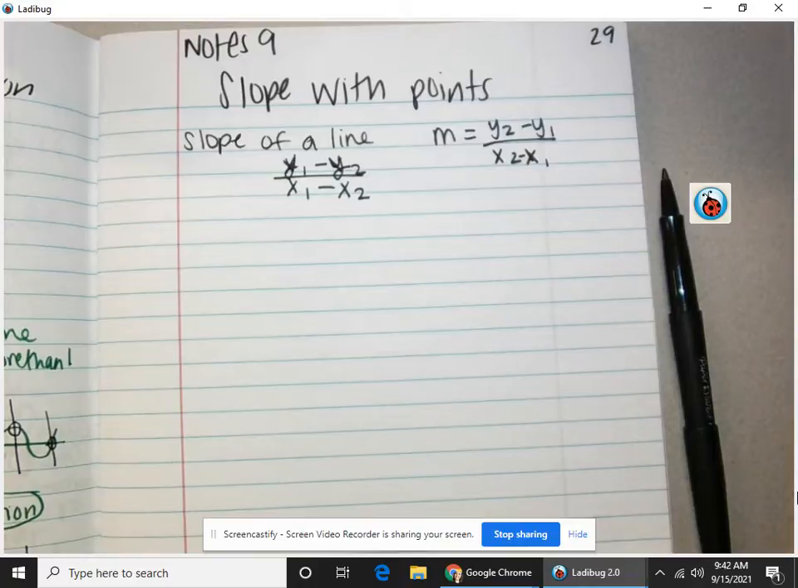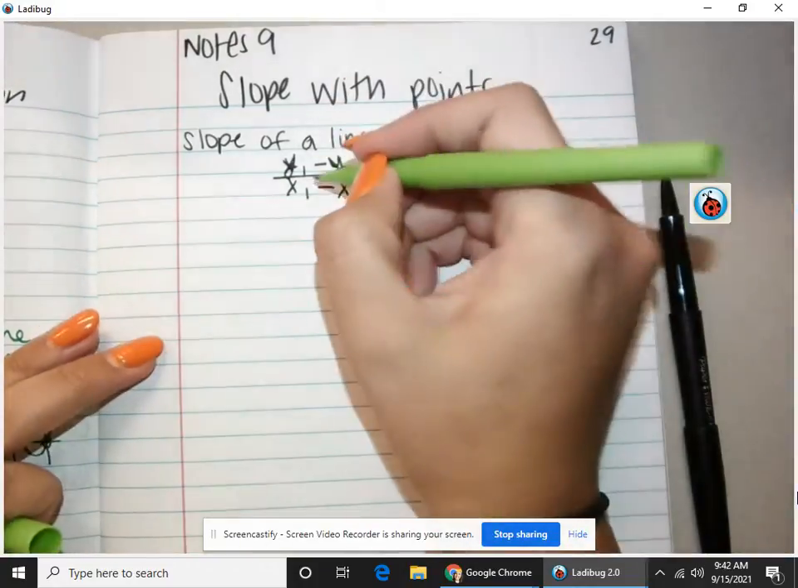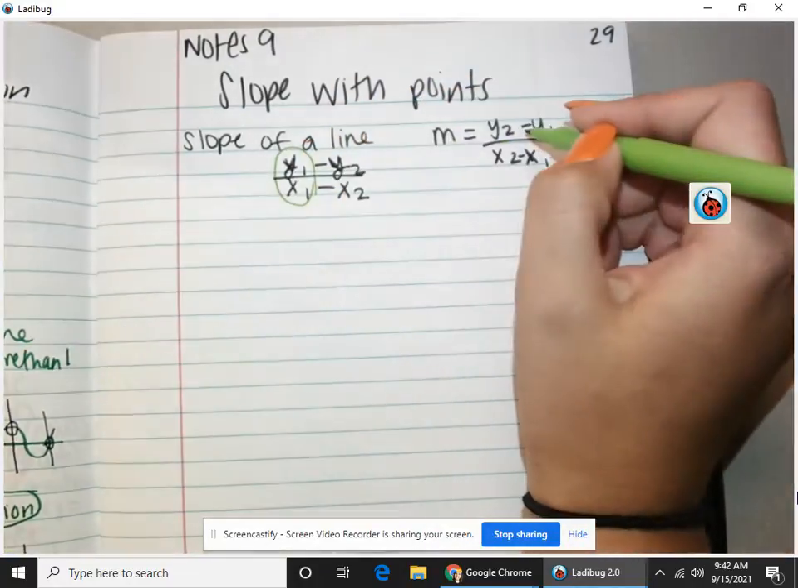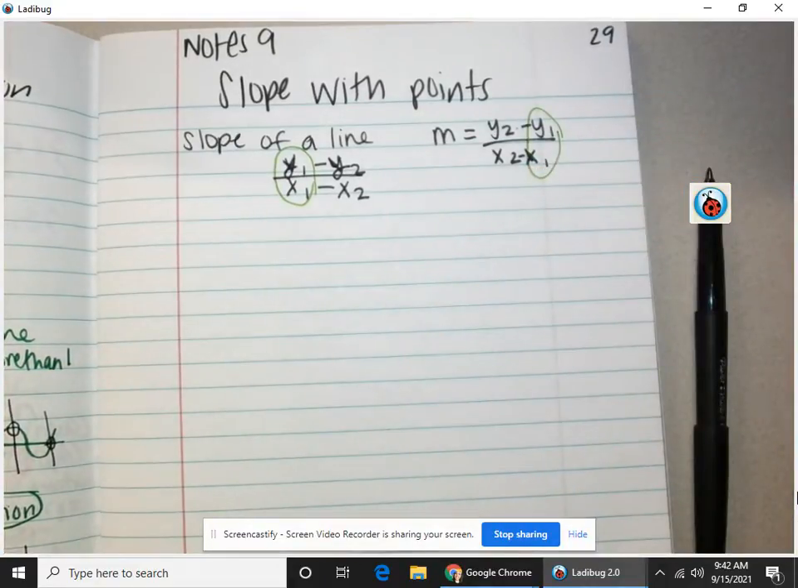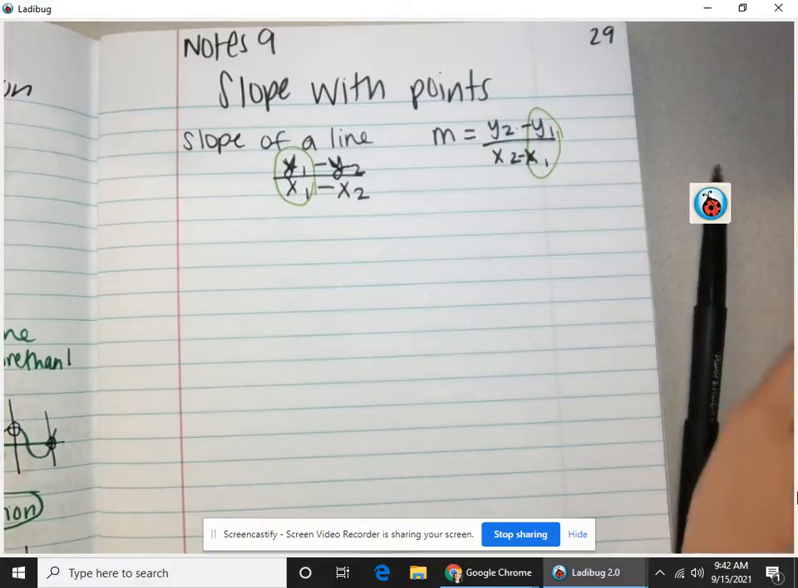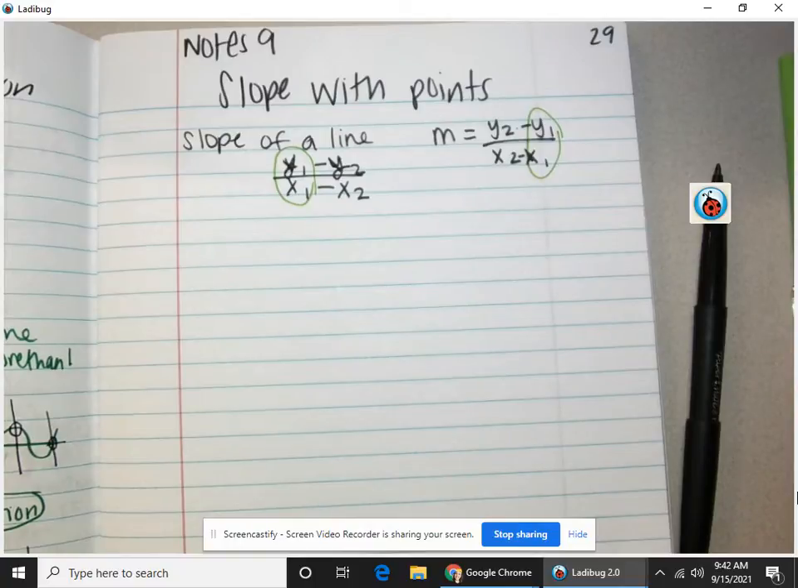They have to, as Colton said, they have to be lined up. So all of my ones are together, up and down, straight on top of each other. Depending on which way you want to do this, I don't really care which way you use. Just make sure that your first ordered pairs are together and your second ordered pairs are together. Okay, so they're the same thing.